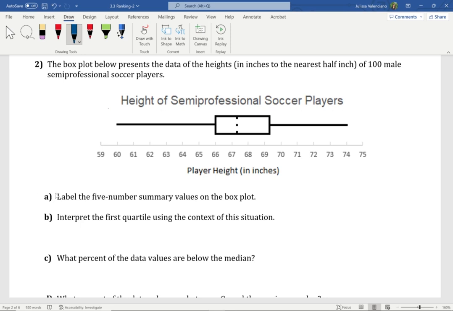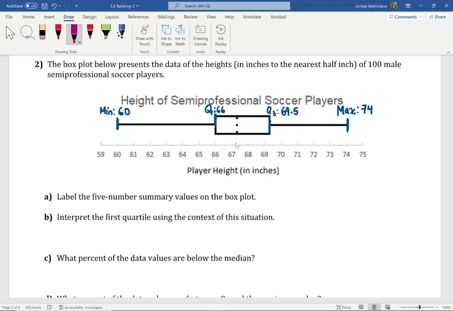Let's go ahead and focus on labeling the 5-number summary values on the box plot. That is what we're being asked to do in part A. Here in the box plot, you can see the minimum. The minimum here is 60. You can also see the maximum. The maximum is 74. Q1 is going to be the value where the box starts. So here, the box starts at 66. This is the value of Q1. Now, where the box ends, that is the value of Q3. Q3 here is around 69.5.